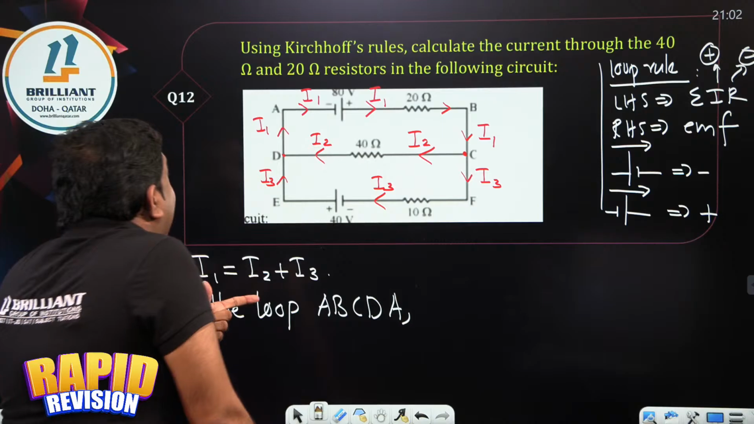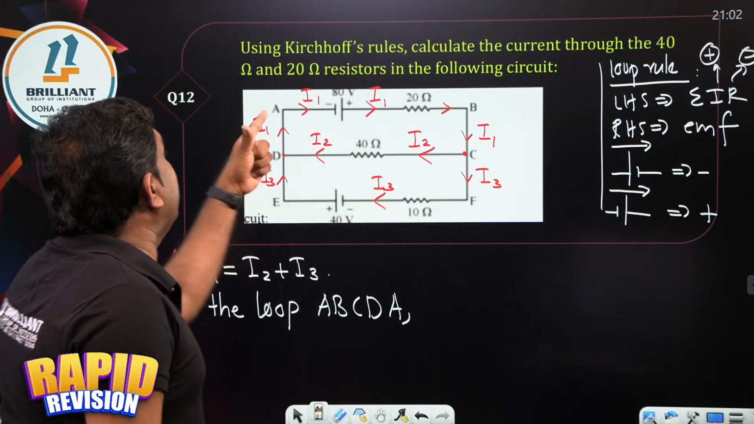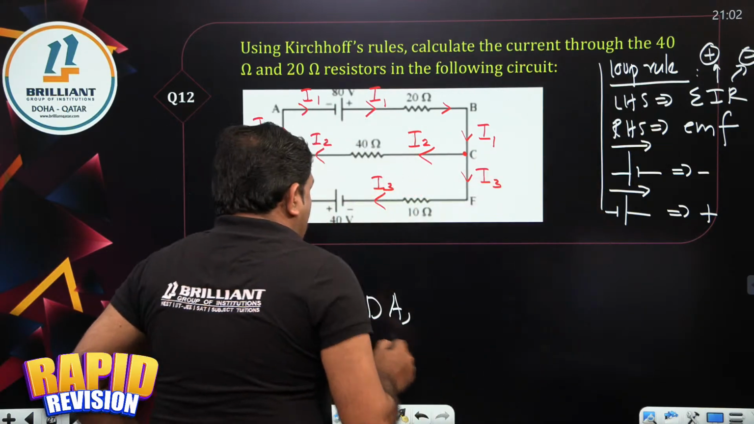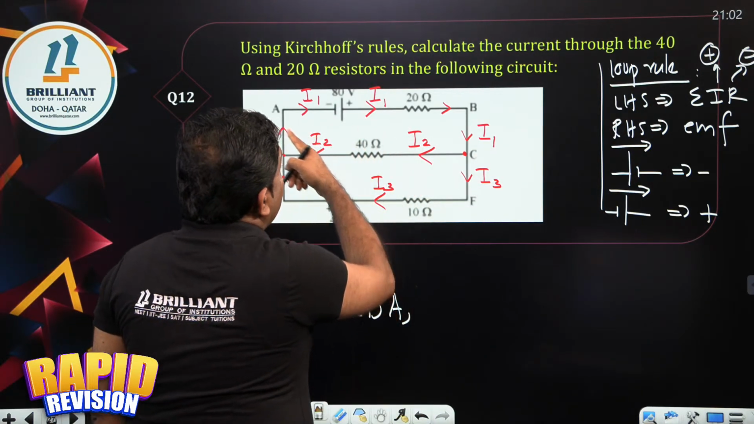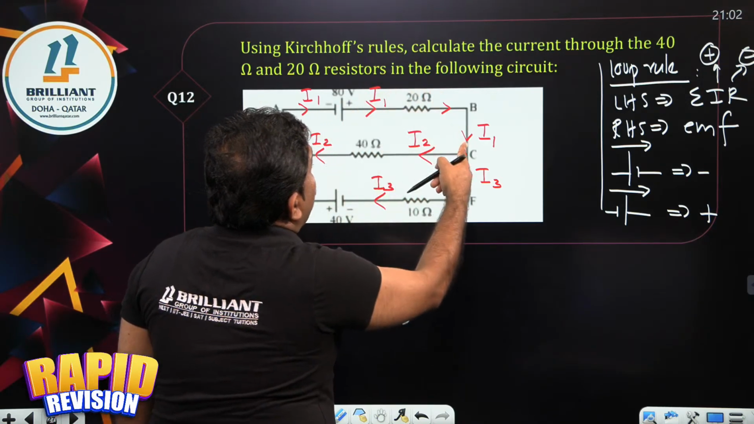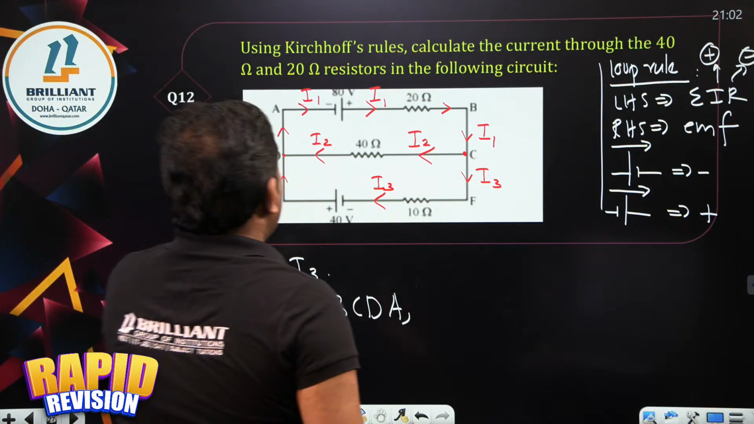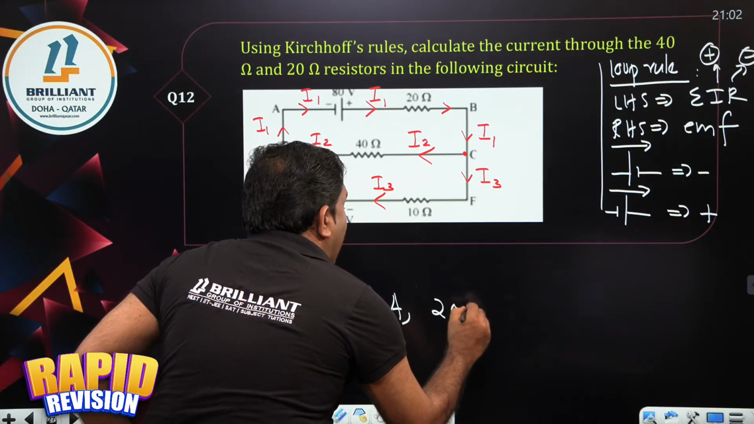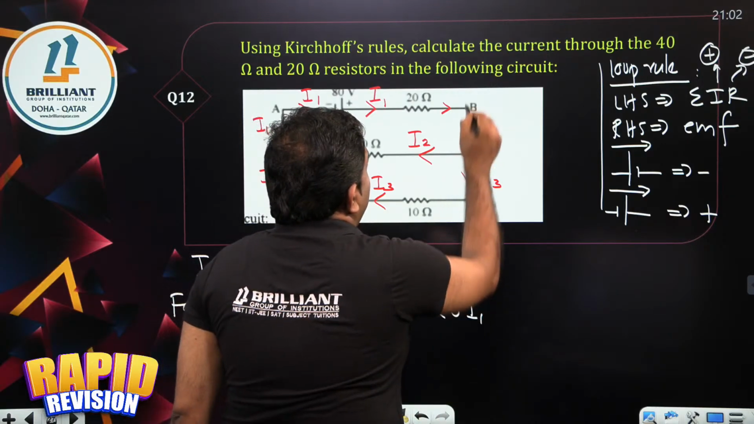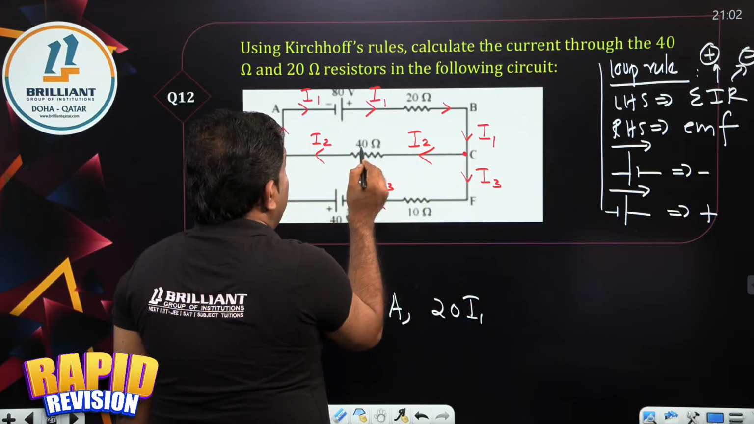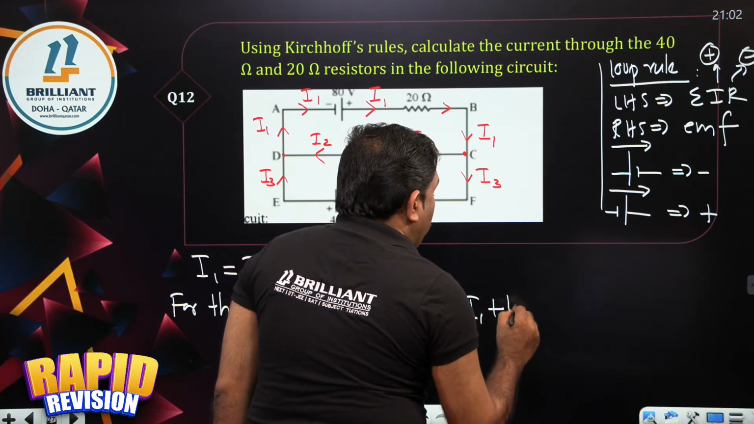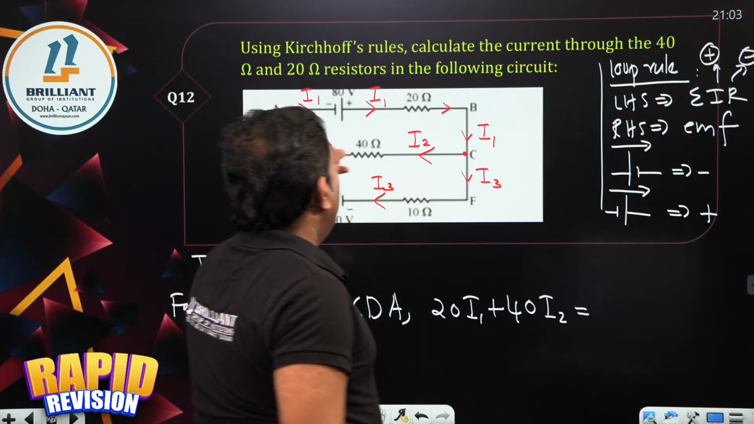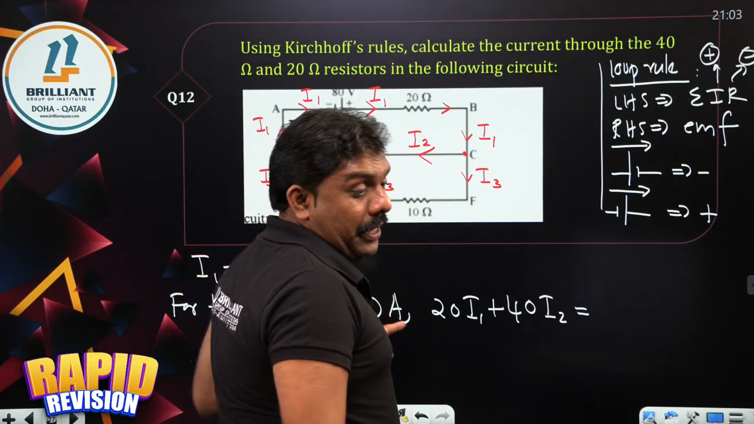Now, I am applying that idea for the loop A, B, C, D, A. So for the loop A, B, C, I said LHS. So, I am writing LHS of my equation where I am taking the product of current and resistance only. So, here I1 and here 20. So I can write 20 I1 and here BC nothing. Here CD 40 I2. So plus 40 I2 equal to. So we can say 20 I1 plus 40 I2.